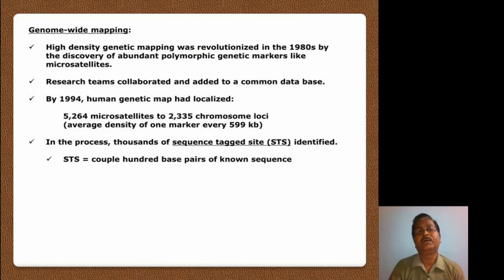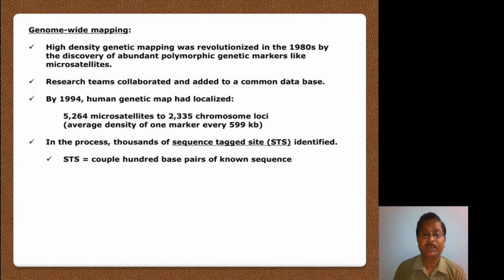Here you see that high density genetic mapping was first revolutionized in the 1980s by the discovery of abundant polymorphic genetic markers like macrosatellites and microsatellites. Then research teams collaborated and added to a common database. In 1994, the human genetic map had localized almost 5,264 microsatellites to 2,335 chromosome loci. So now the average density is one marker for every 599 kilobase pairs. In this process, thousands of sequence tagged sites, STS, were identified. An STS is nothing but a couple hundred base pairs of known sequence.